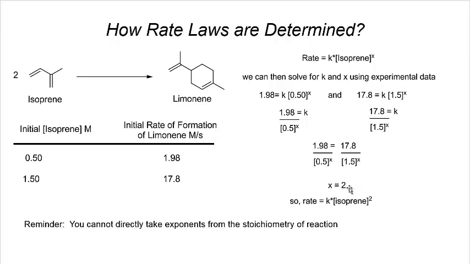So in this case, our rate law for the formation of limonene from isoprene winds up equaling K, our rate constant, times the concentration of isoprene to the second power. And what this tells us is that the reaction order with respect to isoprene is second order. Because there's only one reactant, our specific reaction order with respect to isoprene is also our overall reaction order. And this is just a friendly reminder: you cannot directly take exponents from the stoichiometry of the reaction.